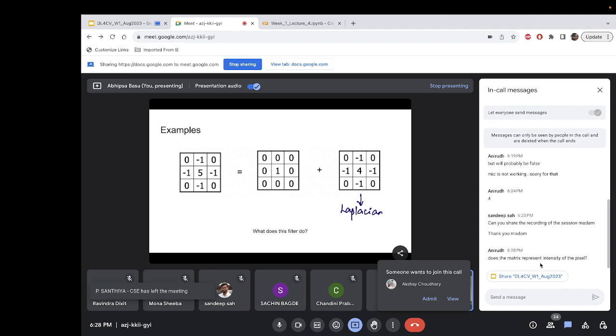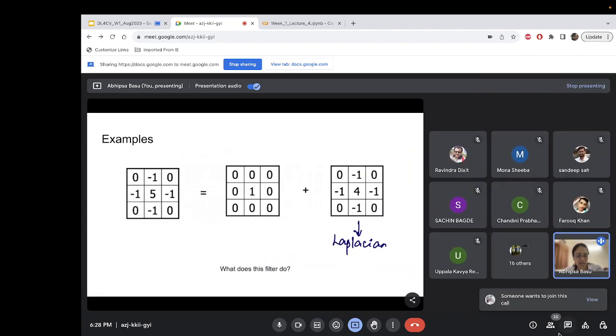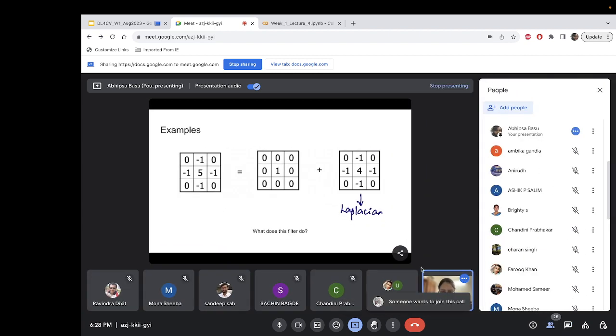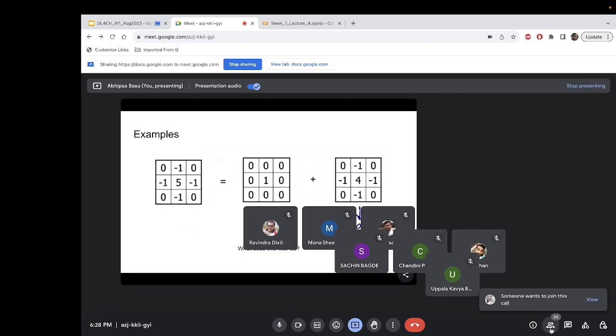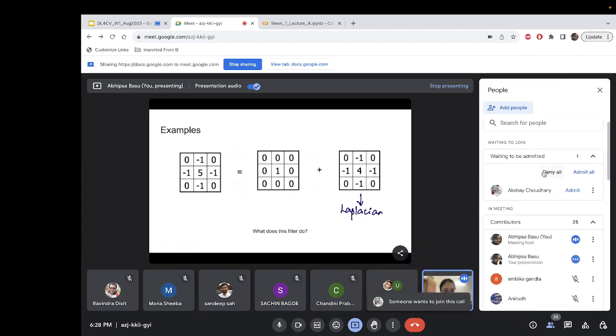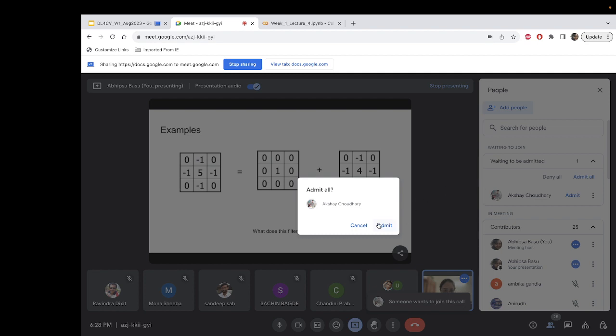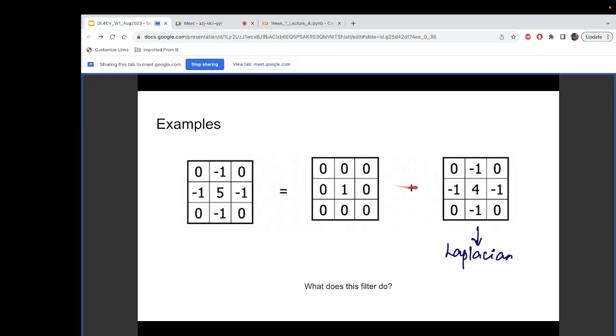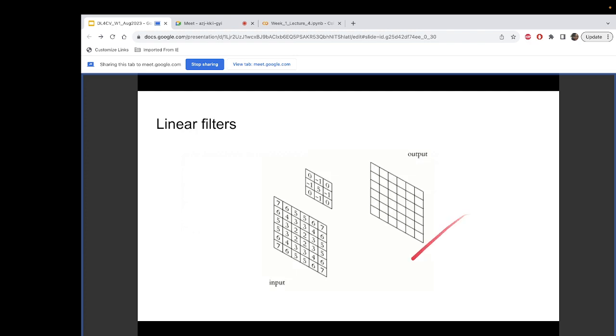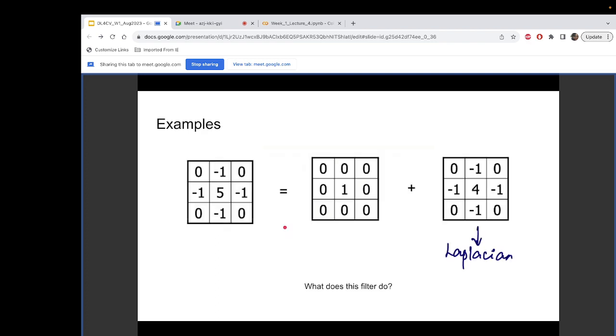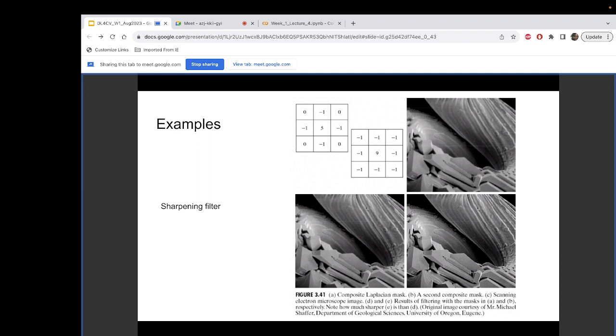Does the matrix represent intensity of the pixel? No, no, no. These are not pixel intensities. These are all typical numbers which basically play on top of your pixel intensities, and then they try to change it a little bit, so that your image changes to some extent.